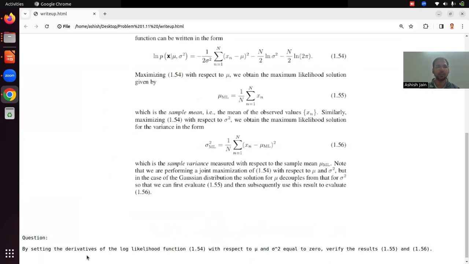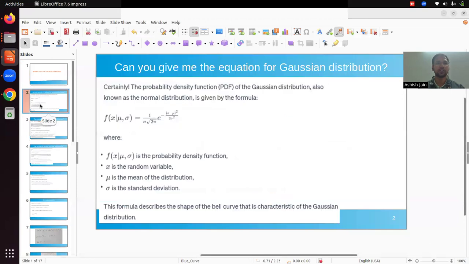When we set the derivatives of the log likelihood function with respect to mu and sigma squared equal to 0, we have to verify the results that mu ml is equal to this expression and the expression for sigma squared is 1 by n summation of squared differences of xn and mu ml. Now this we have to prove. We have to derive expressions 1.55 and 1.56 from equation 1.54. Now let's take a look at the solution.